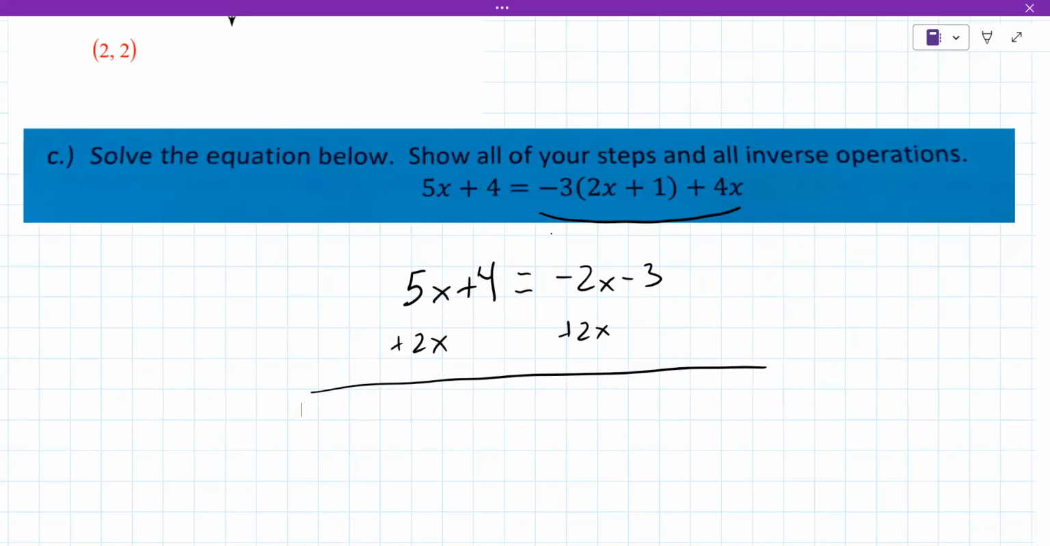Okay, so what does the left side become? The left side becomes 7x plus 4. Sorry, I'm trying to grab the paper for this. It's the same one we were working on, just at the bottom there, part C. Okay, got it. And the right side would be just -3.